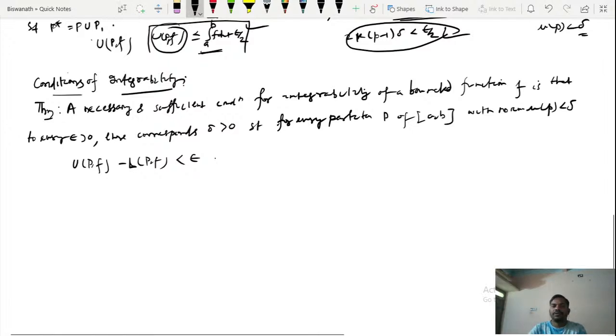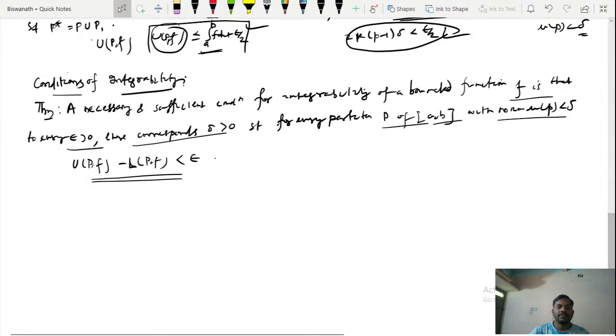That means this is an if and only if condition for the integrability of a bounded function f. A function f is bounded and it is Riemann integrable if and only if for every epsilon greater than 0 there corresponds a delta greater than 0 such that for every partition P of closed [a, b] with norm mu P less than delta, UPF minus LPF is less than epsilon. So if this condition holds, then f is integrable, or if f is integrable, then this condition is satisfied. So this is another condition of integrability.